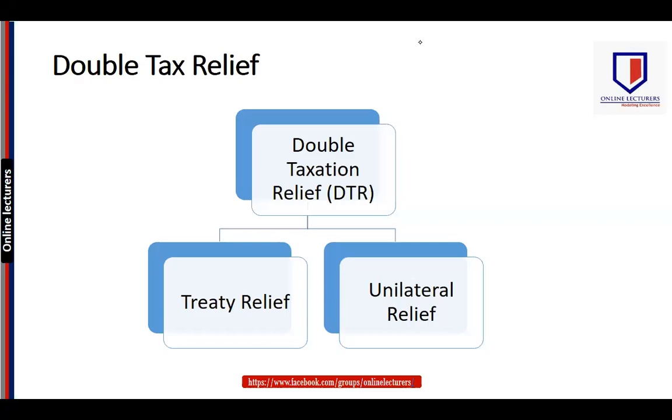Double tax relief options available. So double tax relief, if you are paying tax either in the UK as well as overseas, then there is double tax relief available. Depending on the types of relief available, double tax relief can be classified as either treaty relief, if there are treaties between two countries, or unilateral relief.